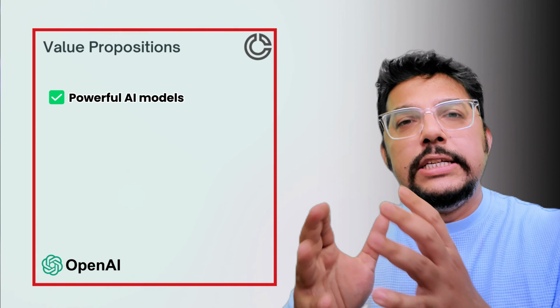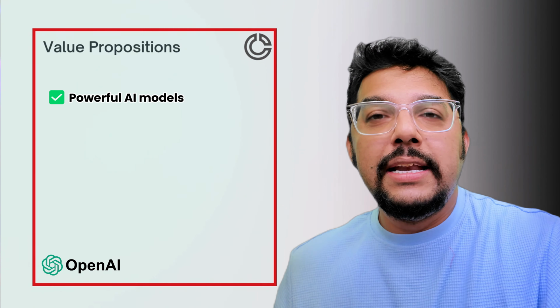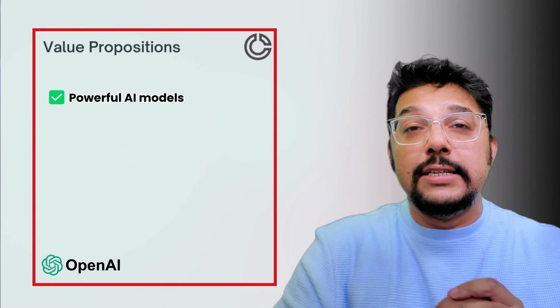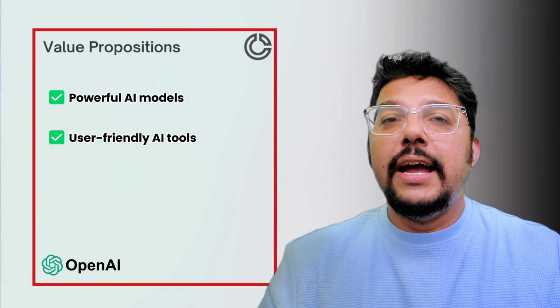Now let's go back to OpenAI's value proposition again. As you know, OpenAI serves multiple customer groups, so its value propositions differ from each other. So let's see how it looks in terms of value proposition for different customer segments. First of all, powerful AI models. Obviously, OpenAI provides leading-edge AI technology that enables businesses, researchers, and individuals to leverage advanced machine learning models for automation, research, and creativity.